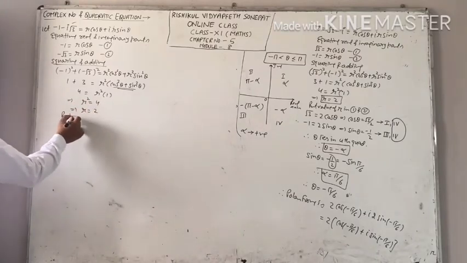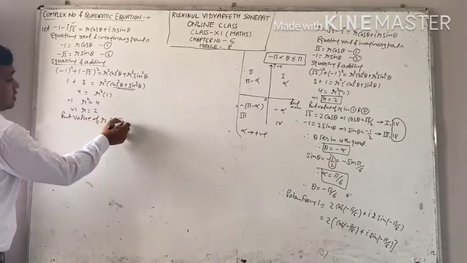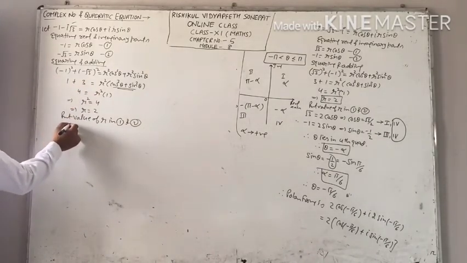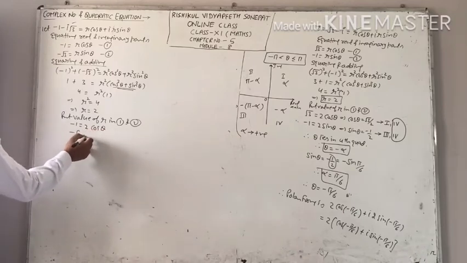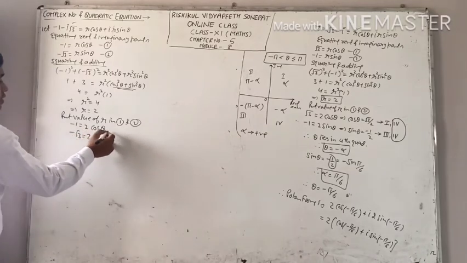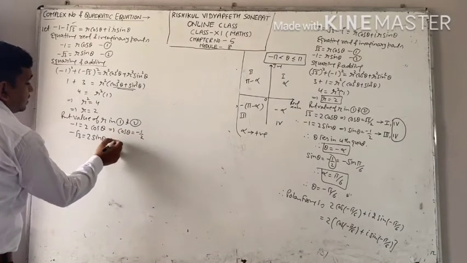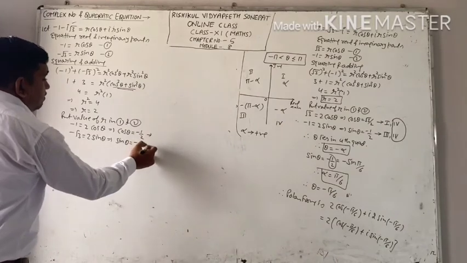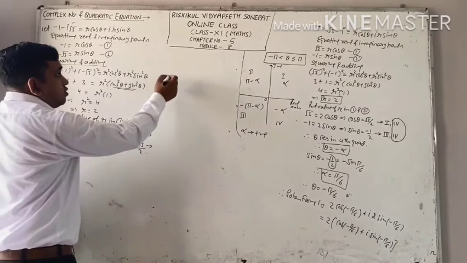Same step, put the value of r in first and second. What you will get? You will get -1 equal to 2 cos theta and minus root 3 equal to 2 sin theta. This implies cos theta equal to -1 by 2 and sin theta equal to minus root 3 by 2. Cos is negative, sin is also negative. In which quadrant? I told you before also.